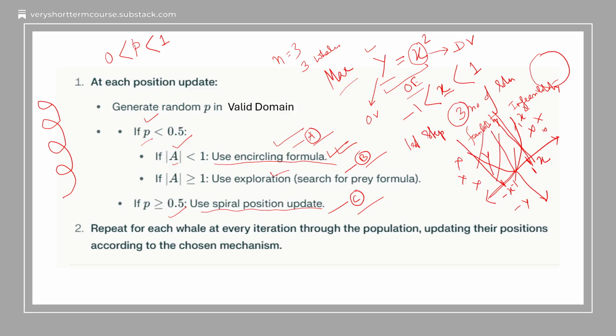Now our next question will be, what is an encircling formula, what is an exploration formula, and what is a spiral position formula. You can call them formulas, or you can call them position update methods or techniques, whichever way you may refer. And you also want to know what is this A, the absolute value of A. So let us see what they are.